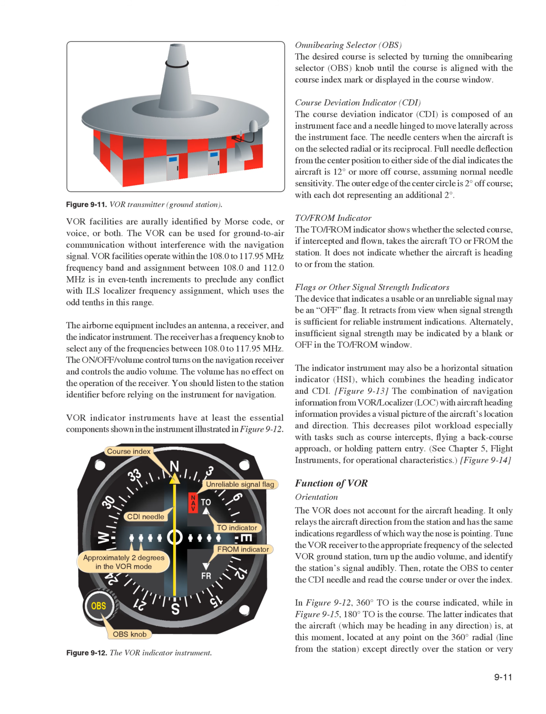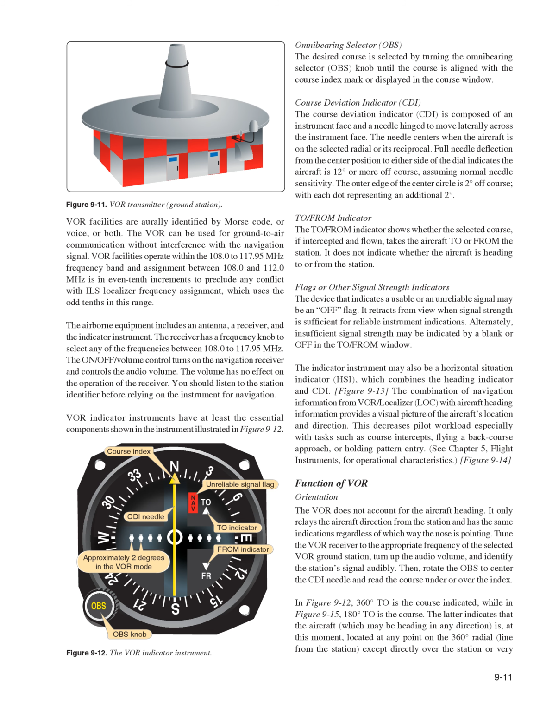The indicator instrument may also be a horizontal situation indicator, HSI, which combines the heading indicator and CDI. Figure 9-13. The combination of navigation information from VOR/localizer, LOC, with aircraft heading information provides a visual picture of the aircraft's location and direction. This decreases pilot workload, especially with tasks such as course intercepts, flying a back-course approach, or holding pattern entry. See Chapter 5, Flight Instruments, for operational characteristics.